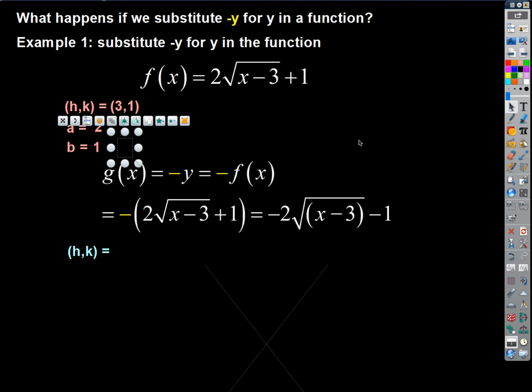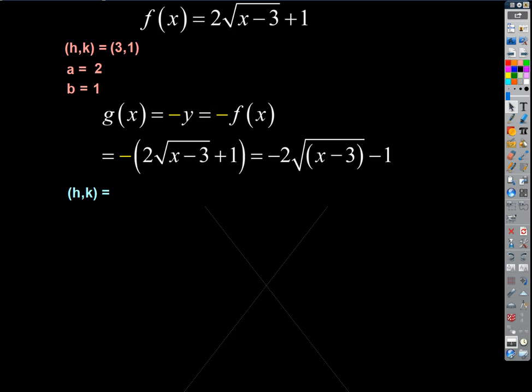So that's the stuff we already knew, right? For that first one, what happens when we multiply y by -1? Well, y is the whole thing, right? y is f of x. So if we're going to multiply y by -1, we have to multiply the whole thing by -1, right? So that means we're going to distribute a -1 through all of f of x. So there's two terms here, so that's going to give me -2 square root of x minus 3 minus 1. Okay? So then what does that accomplish?